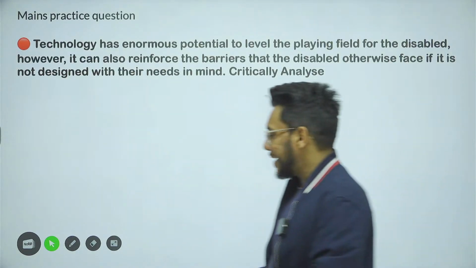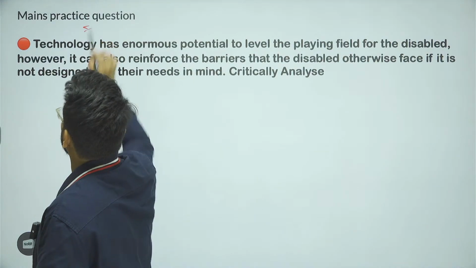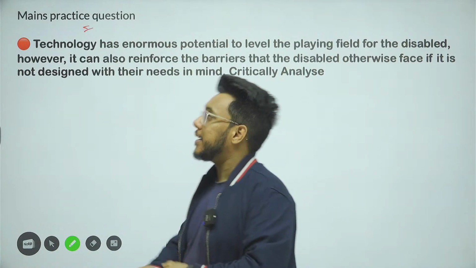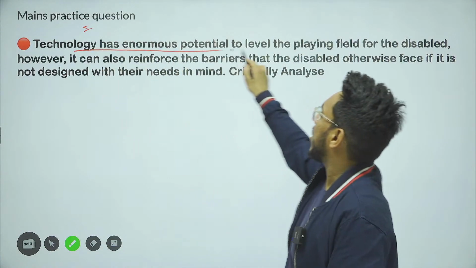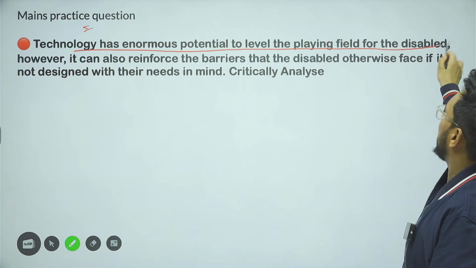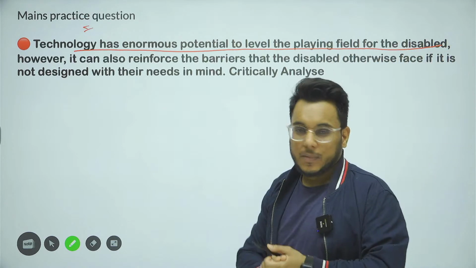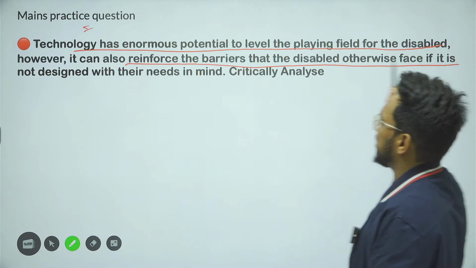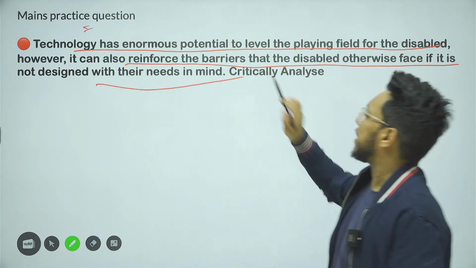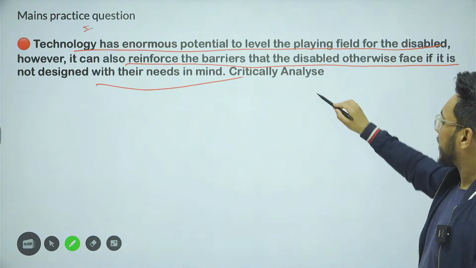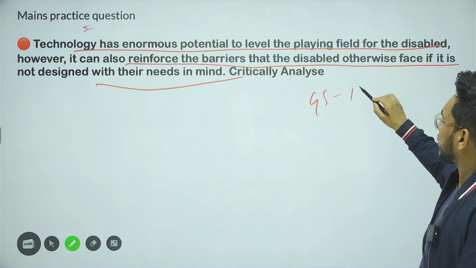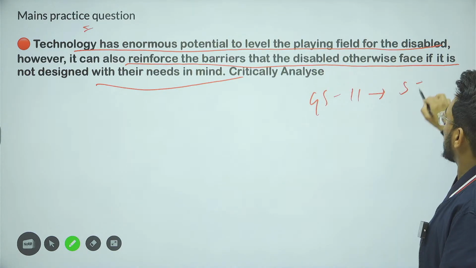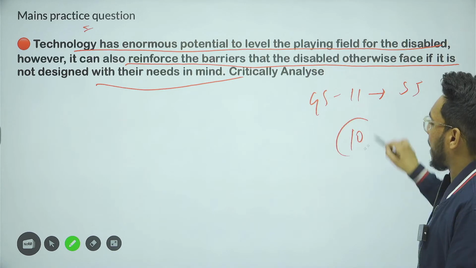And now let's take the mains practice question for today. So today's mains practice question reads: technology has enormous potential to level the playing field for the disabled. However, it can also reinforce the barriers that the disabled otherwise face if it is not designed with their needs in mind. Critically analyze. So this will be a GS paper number 2, social justice, 10 marker question.